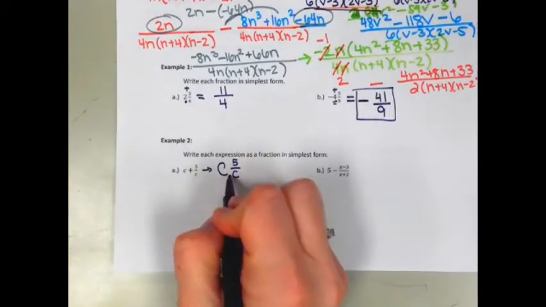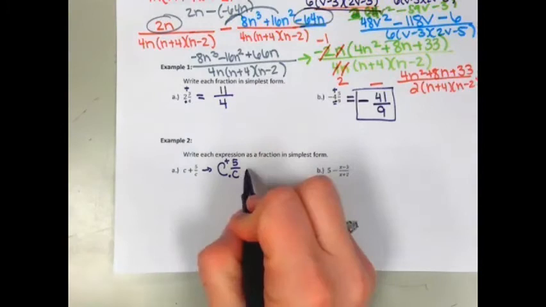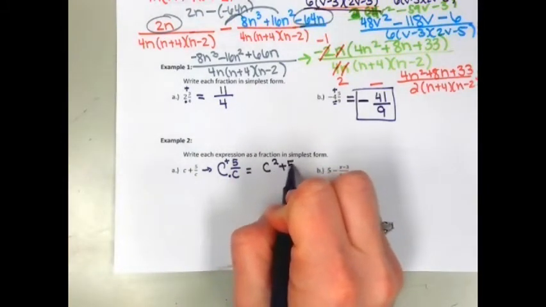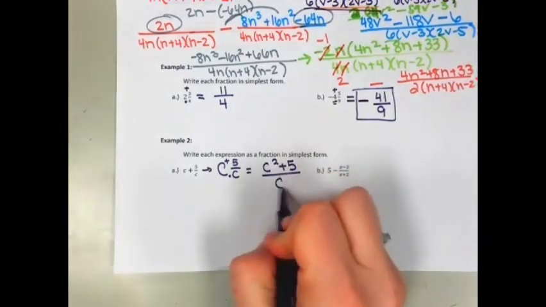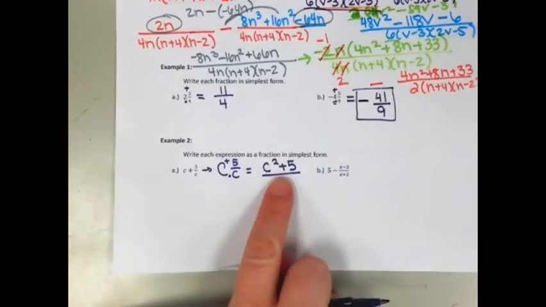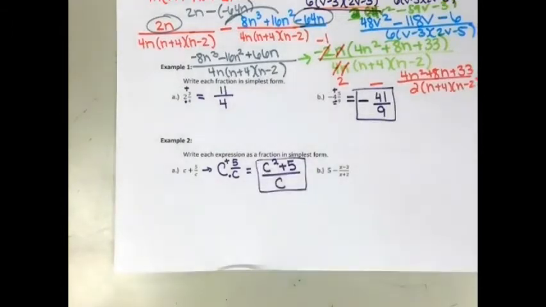Multiply the C's and then add the numerator. So C times C is C squared. And what's C squared plus 5? C squared plus 5 over C. Can I factor my numerator? Is this a difference of 2 squares? No, because that's a plus sign. So you're actually done.